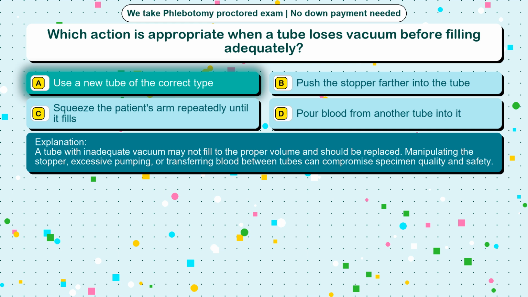A tube with inadequate vacuum may not fill to the proper volume and should be replaced. Manipulating the stopper, excessive pumping, or transferring blood between tubes can compromise specimen quality and safety.